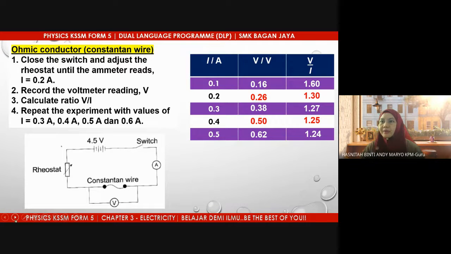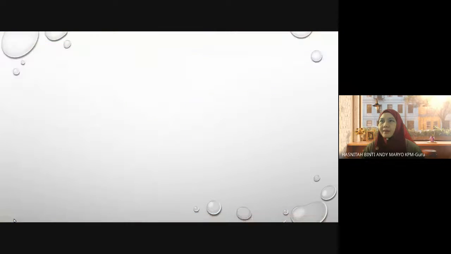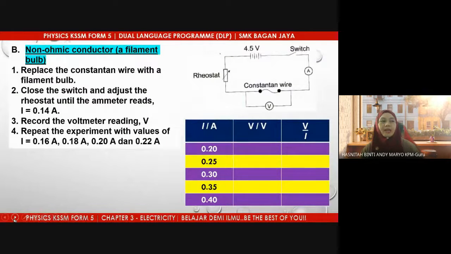All right, students. Okay, and we repeat this experiment by using another type of conductor, which is called a non-ohmic conductor. Example is a filament bulb. So we replace the constantan wire and we put the bulb in. Okay, so we close the switch. So this constantan wire we take off, we replace with filament bulb. Close the switch again, adjust the rheostat. So the same procedure as before.